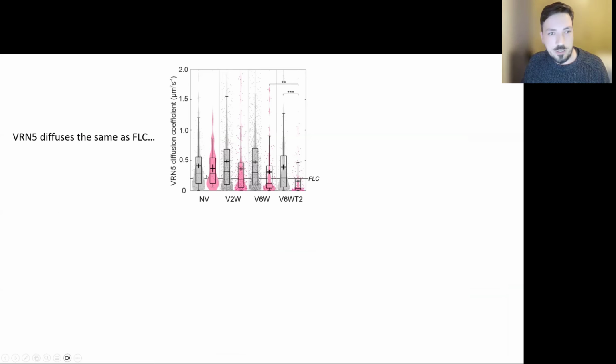And then we count not only how many Vern5 molecules are at FLC, but also how fast those two move. So we can see that the diffusion coefficient, and these are basically code for non-vernalized, 2 weeks cold, 6 weeks cold, and after cold. So when we go through cold, we then collapse the Vern5 diffusion to the same level that we saw for FLC. So those are co-localizing and the Vern5 is being immobilized onto the FLC in part.